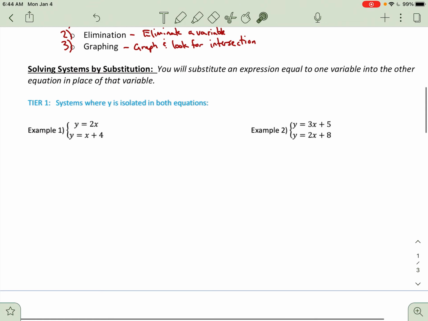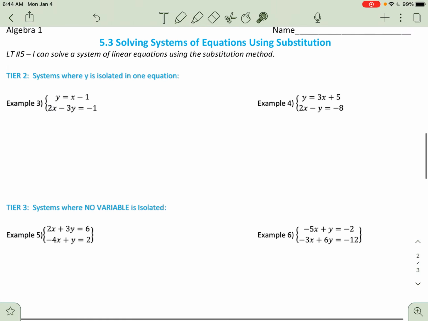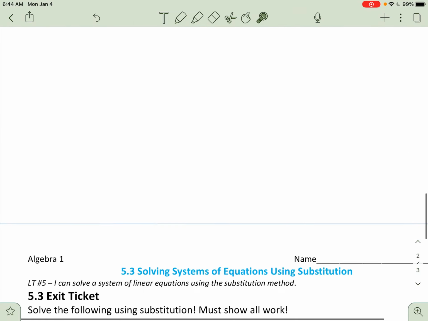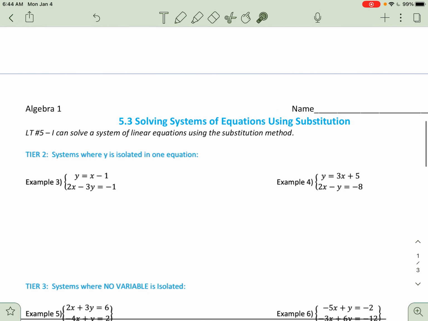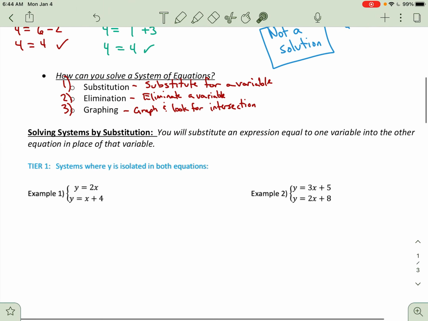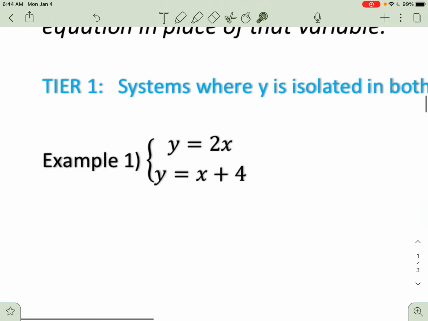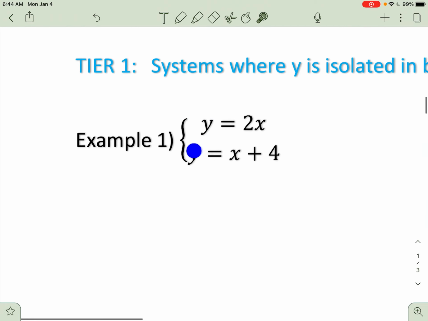All right? All right, so what we're going to do today is, again, we're going to go through one of the methods. This is called solving using substitution, and then you'll have an exit ticket. There are different examples we will use this with. The first one is where y is isolated in both equations. So if you look, you have a y by itself in both equations.